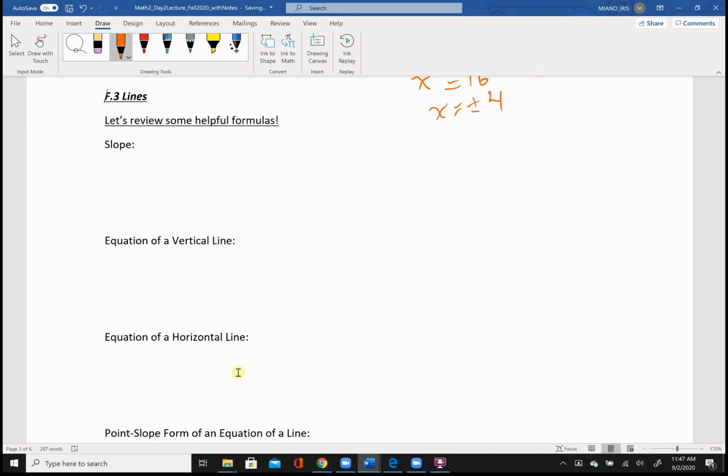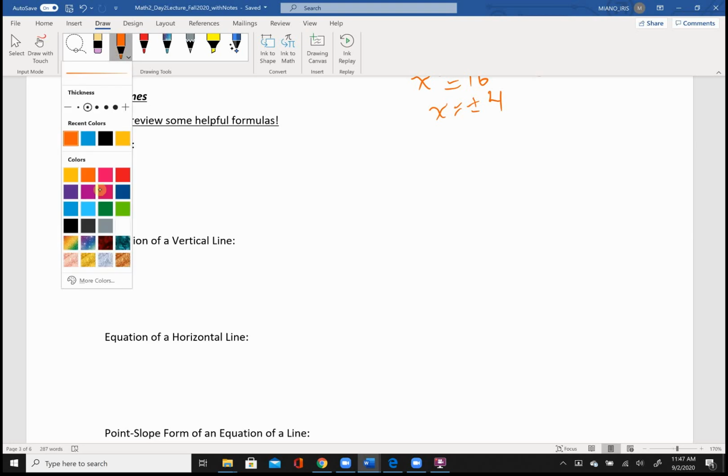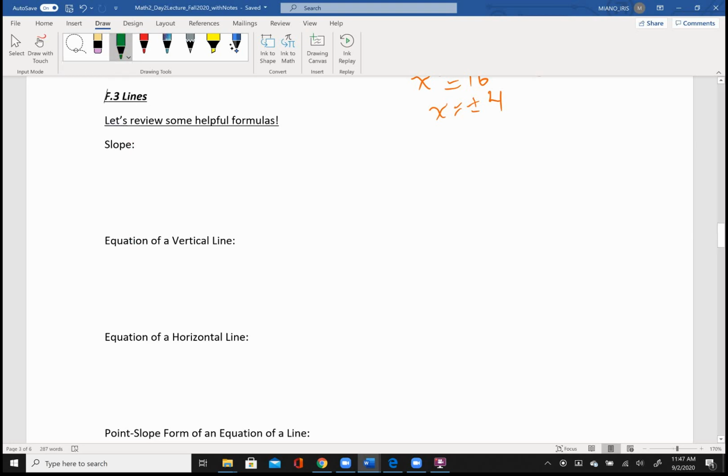So it's before chapter 1 technically, and it concerns lines. The first thing that I want to do is write for you, and if you're following along with me writing notes, I want you to write down, as a little bit of review, the formulas for the following forms of a line. Okay, so here we go, starting with slope.